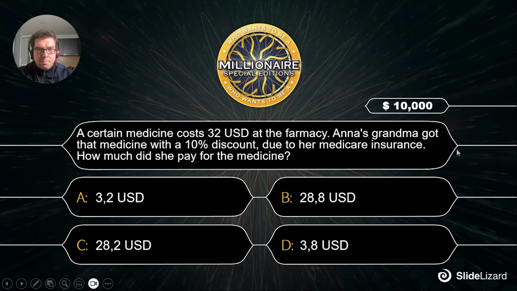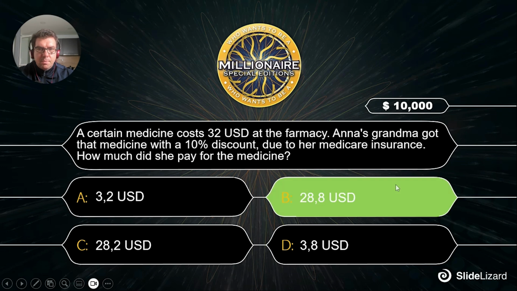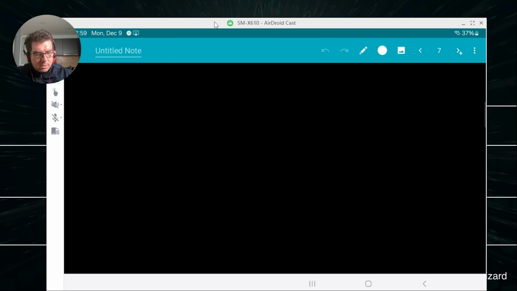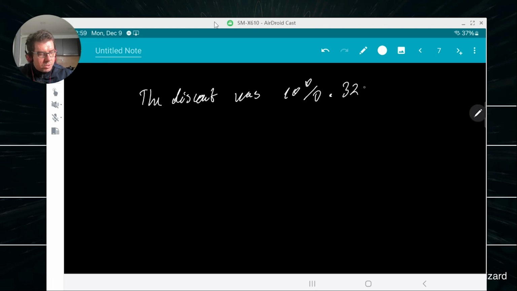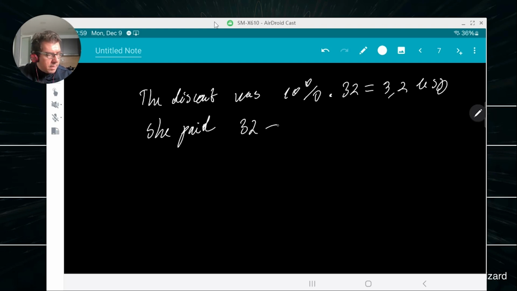Did you find B, 28.8? That is correct. Let's see why. The discount was 10% times 32, which is $3.2. So she paid the price minus the discount, right? 32 minus 3.2, which is 28.8 USD. Okay.